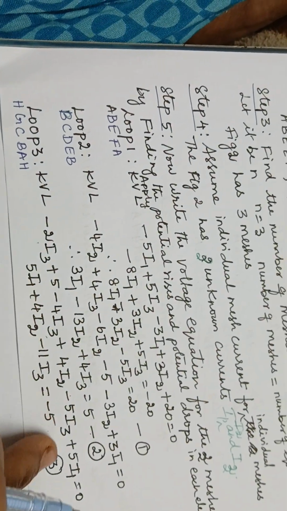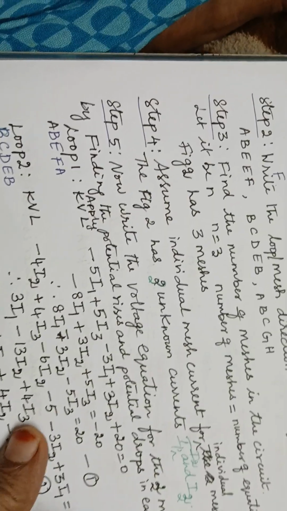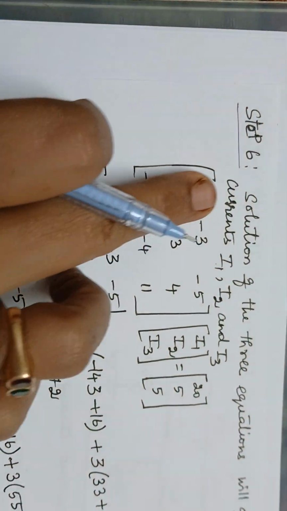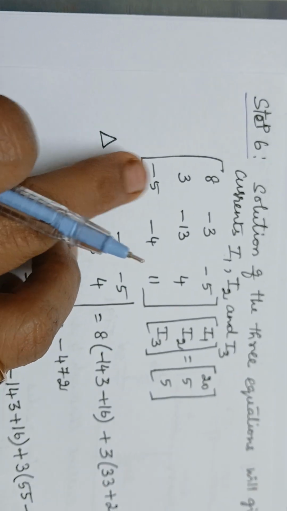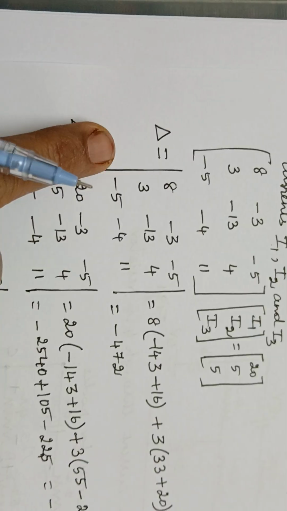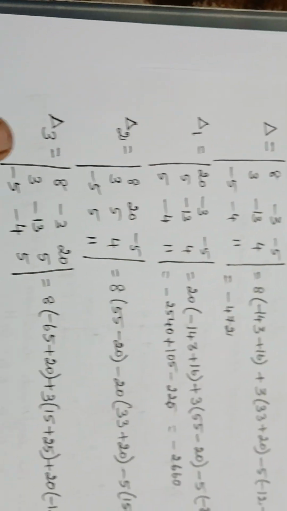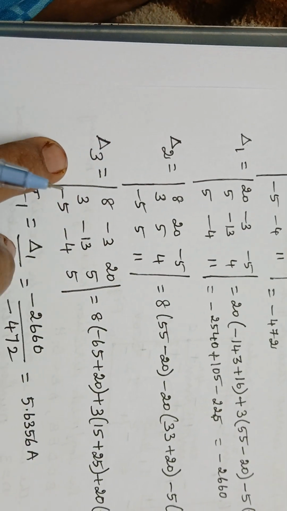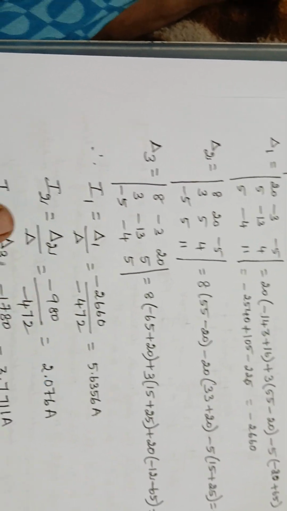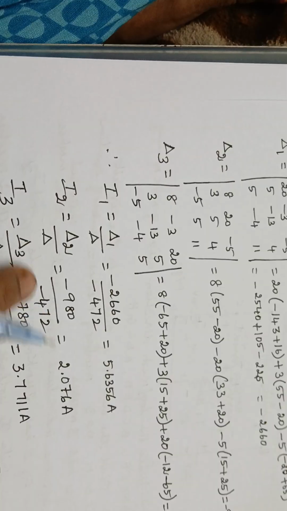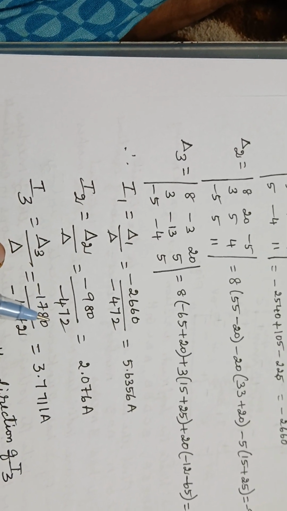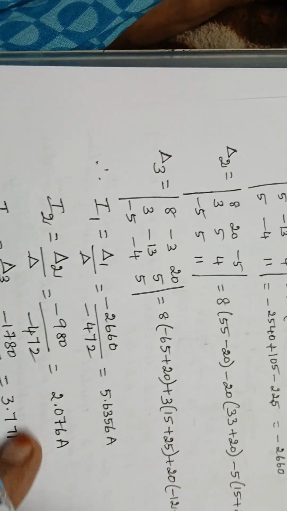Similarly, we solve these equations by Cramer's rule to find I1, I2 and I3. I find del, and after that del 1, del 2, del 3. I1 is equal to del 1 by del, and I2 is del 2 by del. The value is 2 point something. I3 is equal to del 3 by del, 3.4, 3.7.